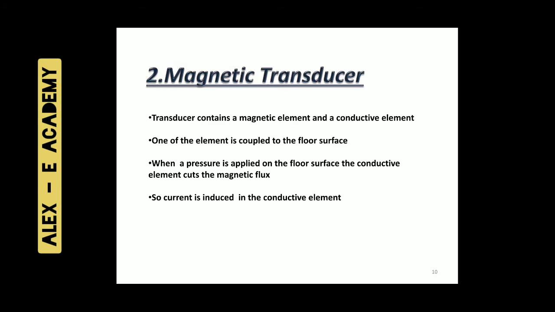The second one is the magnetic transducer. A transducer contains 2 elements, a magnetic element and a conductive element. One of the elements is coupled to the floor surface. When pressure is applied on the floor surface, the conductive element cuts the magnetic flux. So, current is induced in the conductive element.